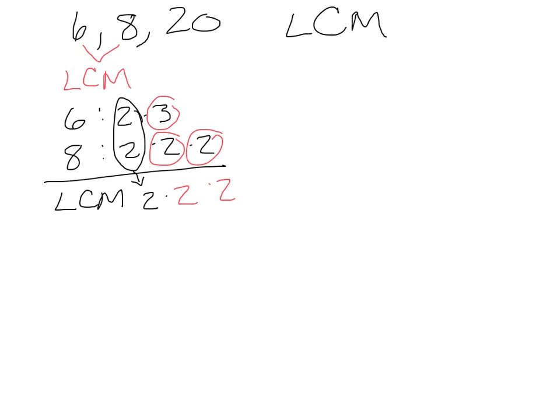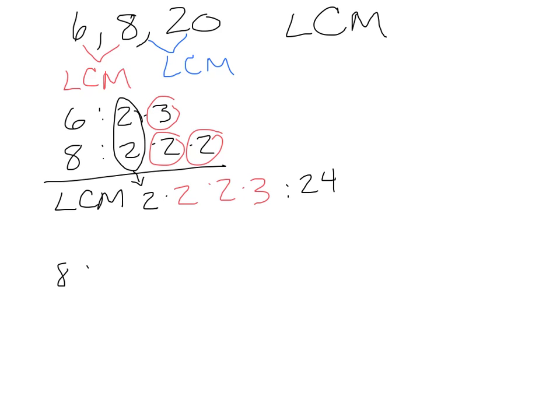So the LCM between 6 and 8 can be found here, where 2 times 2 times 2 is 8, times 3 is 24. Okay, great. Now we've got to find the LCM between two of these other numbers. So if we looked between 8 and 20, let's see if we can find that LCM.